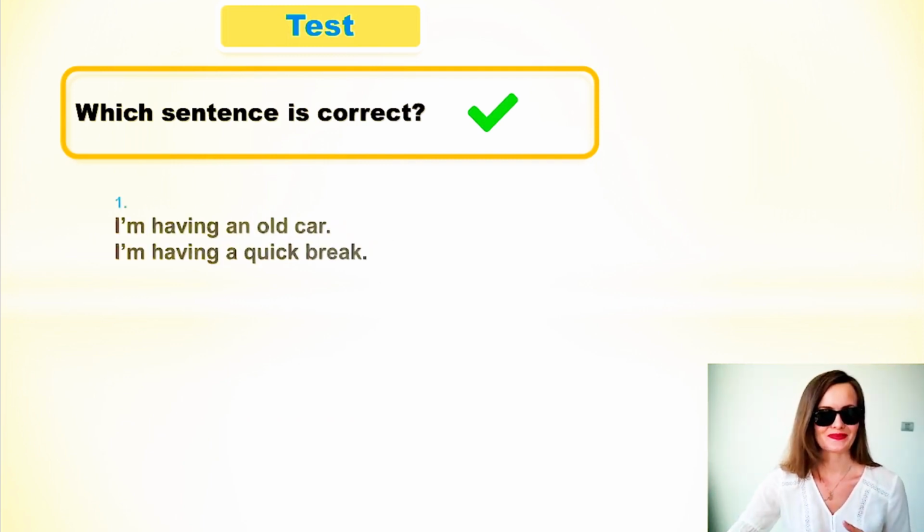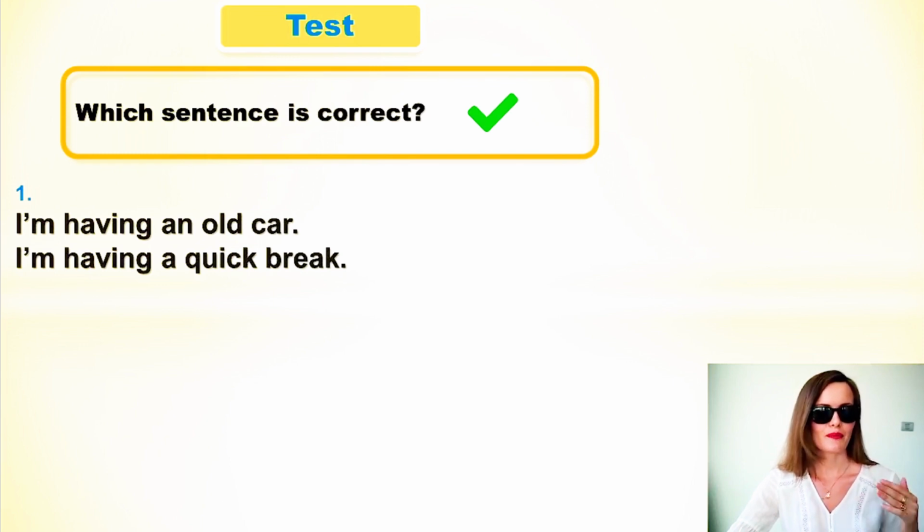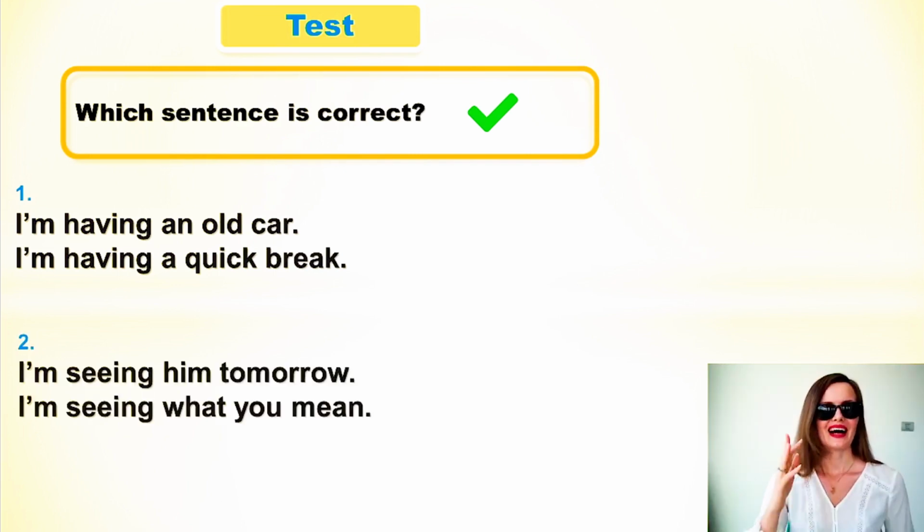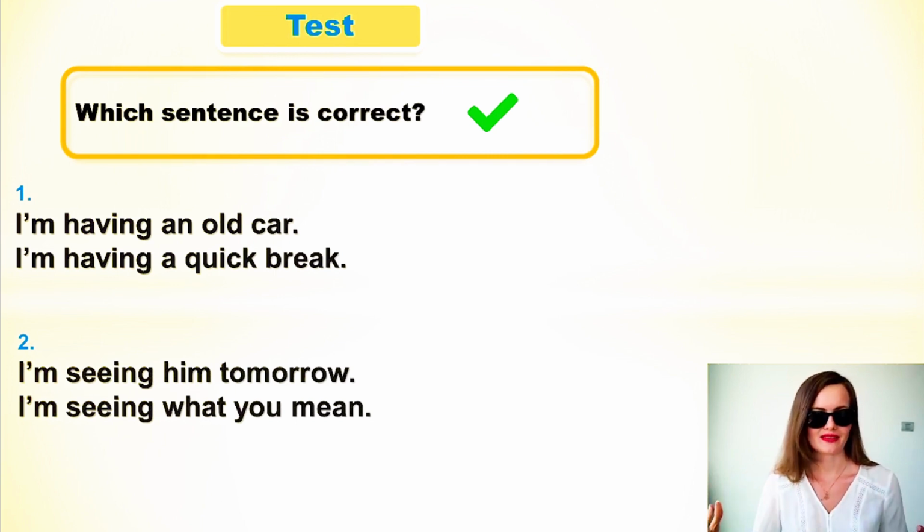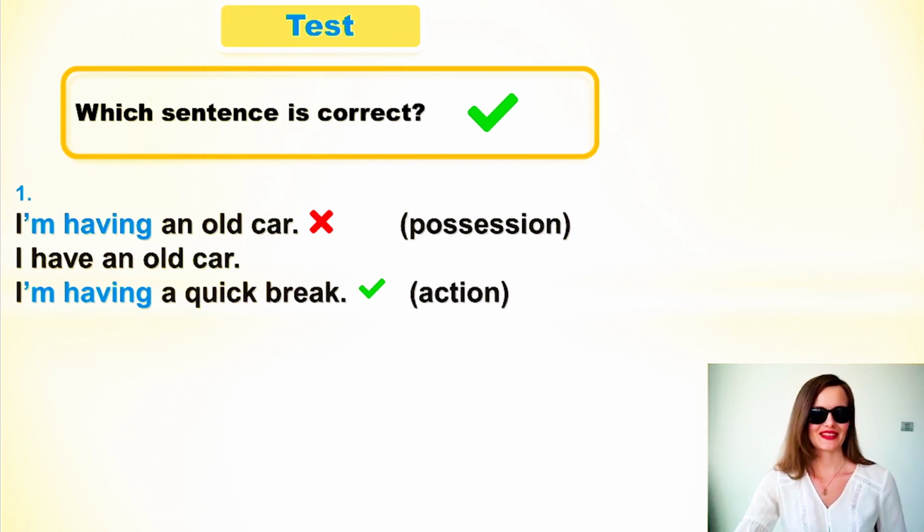And the last question, which sentence is correct? Let's see. The first one, I'm having an old car. And the second one, I'm having a quick break. I'm seeing him tomorrow, and I'm seeing what you mean. Which one would be correct? Okay, let's check our answers.